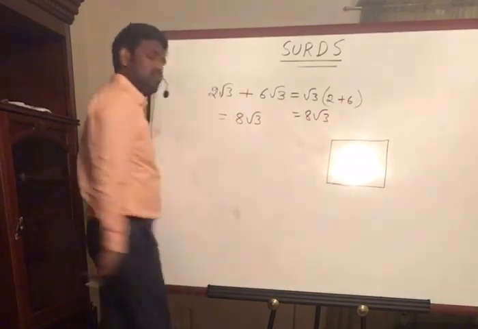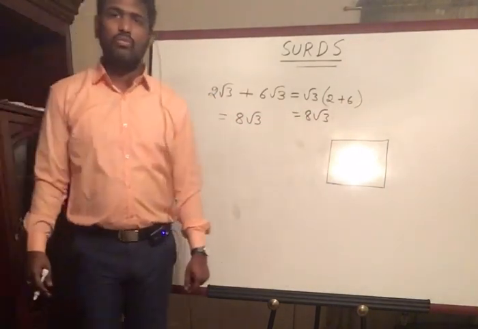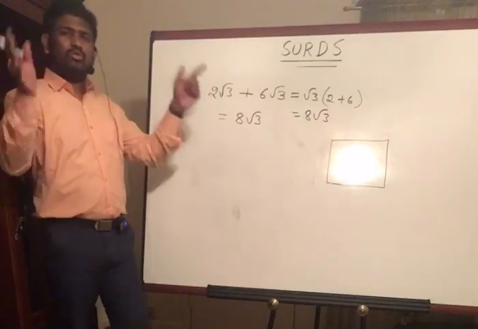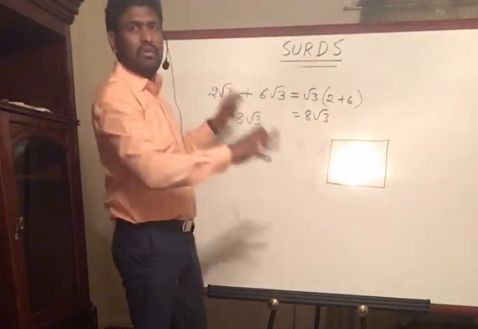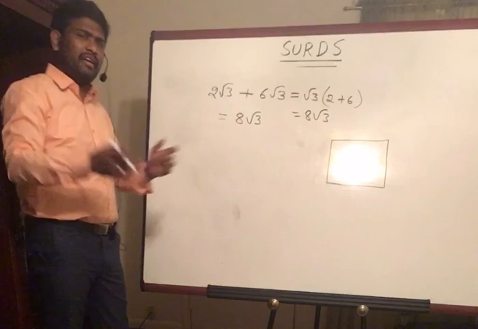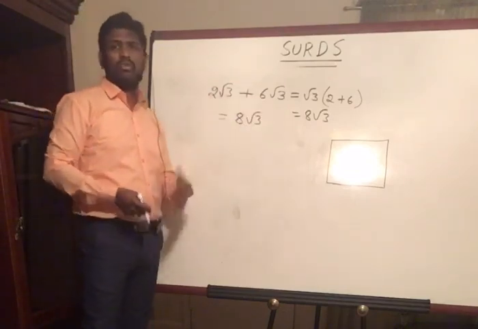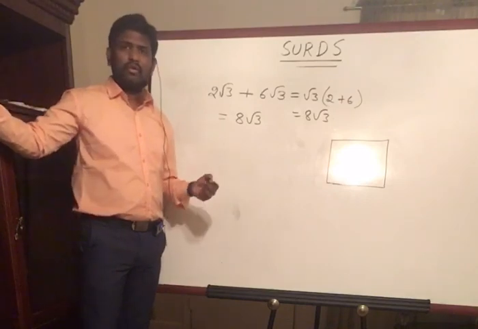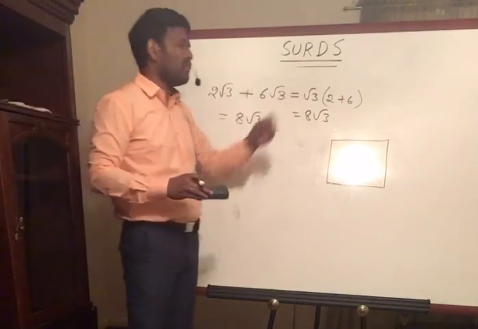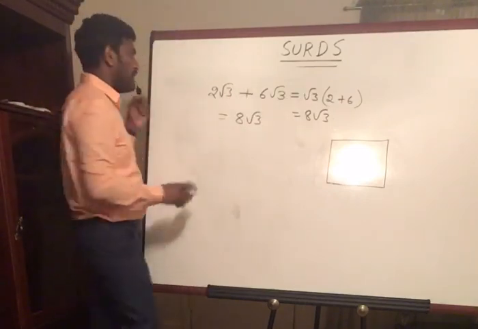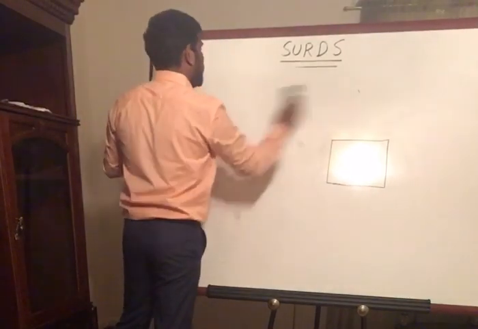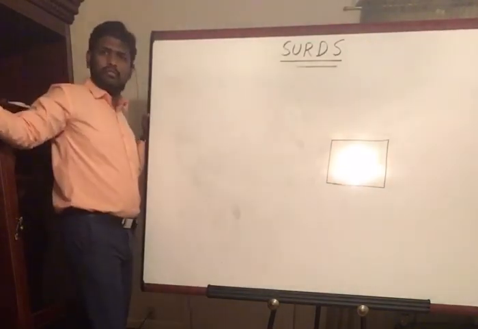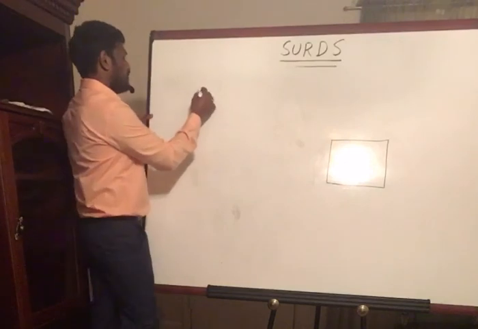8 multiplied by root 3, 8 root 3. Don't do all this. Just do it in your mind. 2 root 3 and 6 root 3. Total how many root 3s? 8 root 3. That's it. Don't do all those things. Just do it in your mind. First check if they are similar surds or not, and then just add them like this.